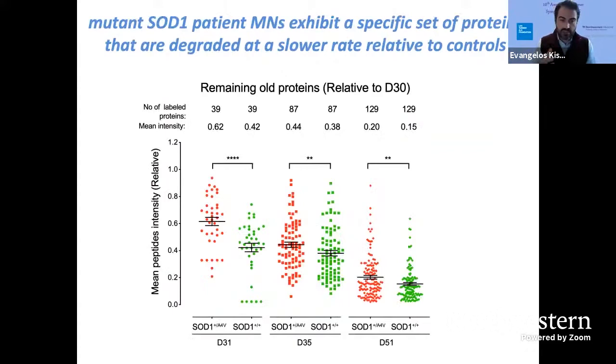However, when Kostas focused on proteins which were commonly labeled between both genotypes at each specific time point, he discovered that there was a specific set of proteins that seemed to be degraded at a slower rate relative to isogenic controls. Each dot here represents an individual protein in patient and isogenic control motor neurons at 3 different time points. I hope you can appreciate that the mean intensity of the proteome is always significantly higher in the patient motor neurons, and there are specific proteins that are always more labeled in the patients than in controls.